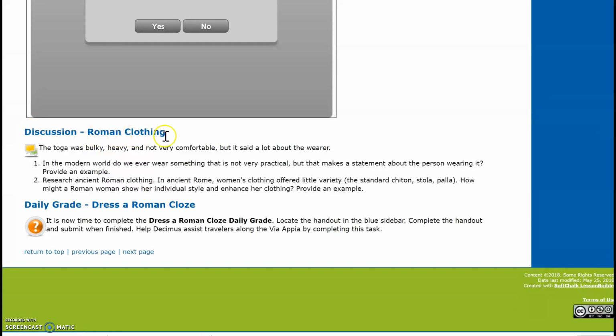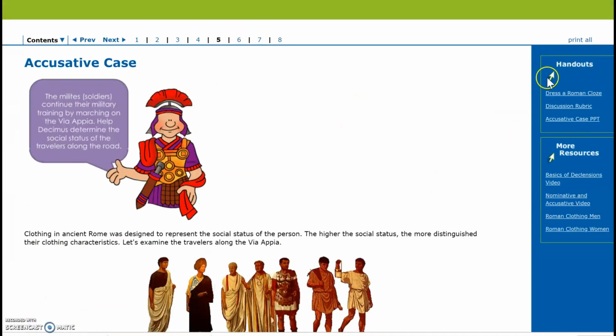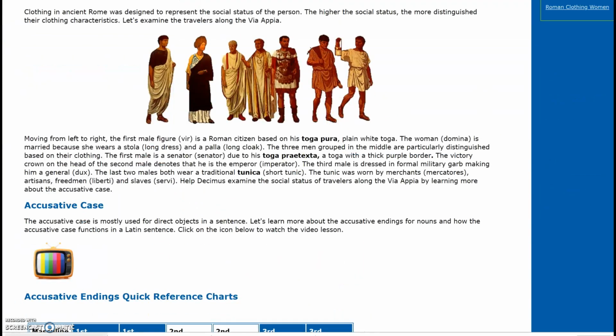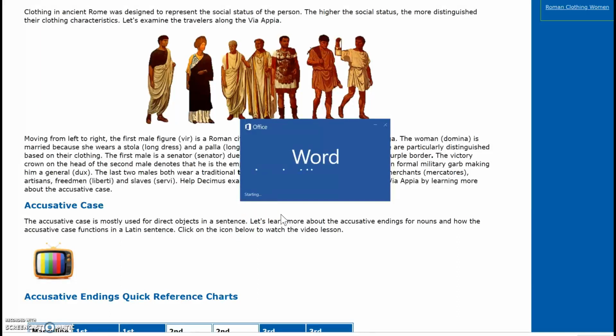Now, you have a discussion passage about clothing, but you also have this clothes daily grade. And I want to show you where that is. That's over here. There's a handout. And for that handout, let me open that up. Hopefully it will open up here for me.